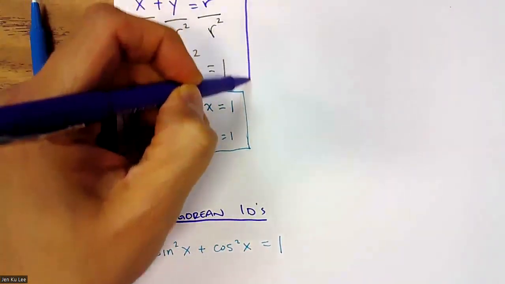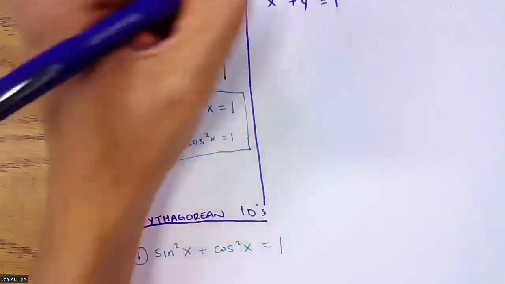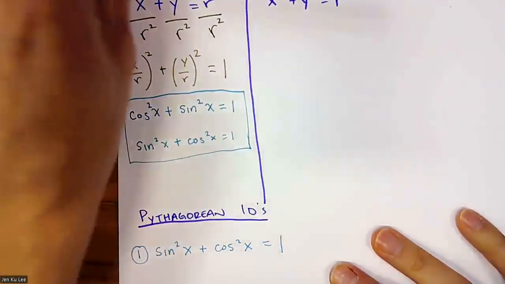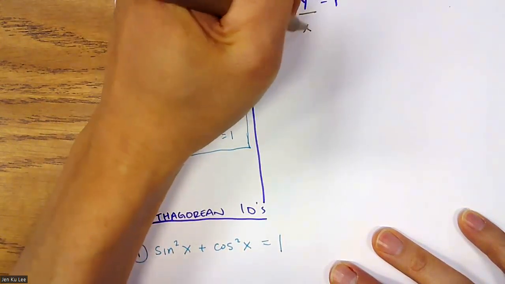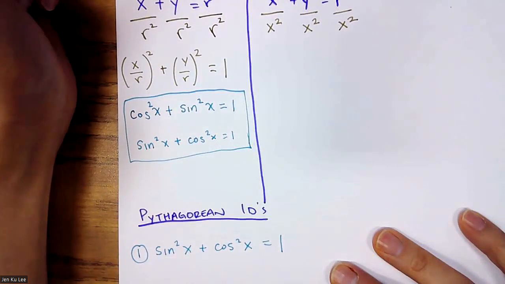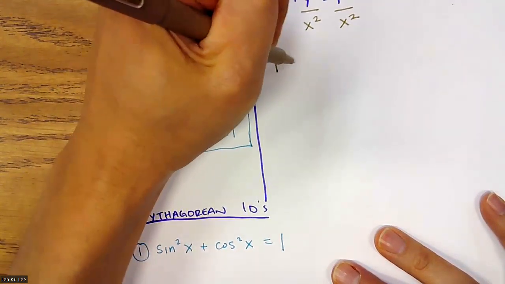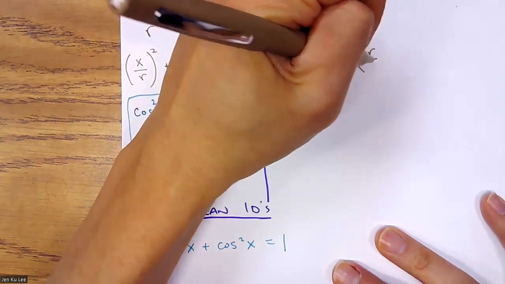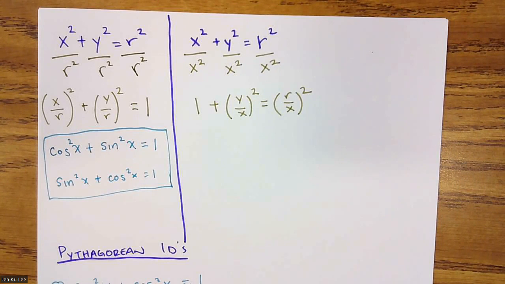Okay, my next Pythagorean identity, I'm going to make x squared equal to 1, and I'm going to divide it by itself. Okay, so if I start dividing x squared by all the other terms, x squared over x squared is 1 plus y over x quantity squared equals r over x quantity squared, right? So take a second to think about what y over x is and what r over x is.